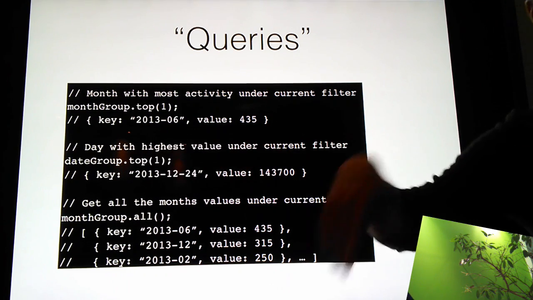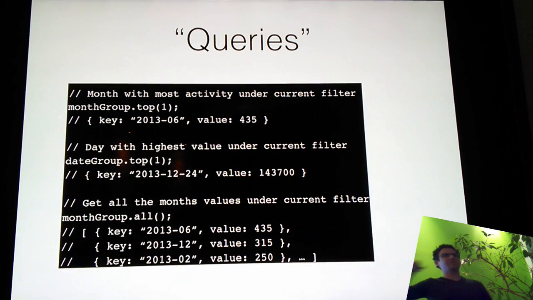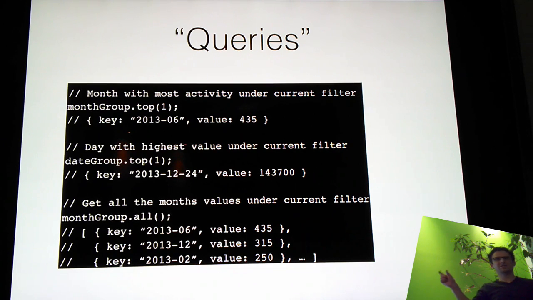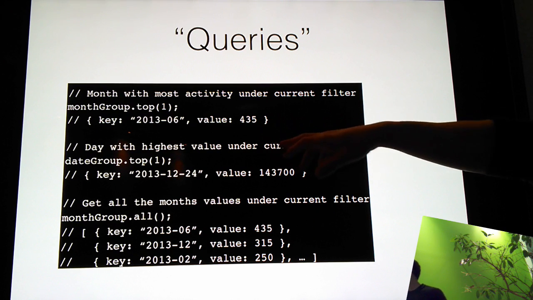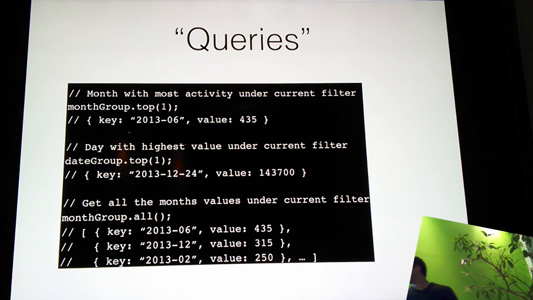If you remember back before, we did the date group, but we did the reduce sum to change the group to sum up on value. So this will actually give us the highest value under the current filter if we ask for the top date group. Apparently December 24th was a big one.